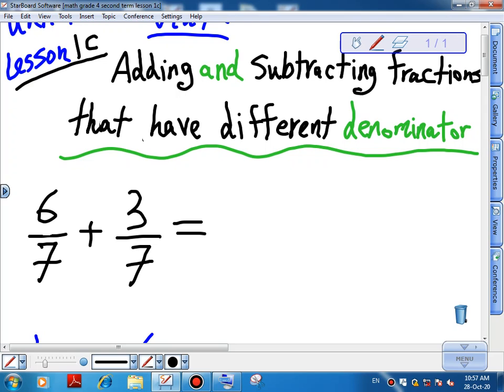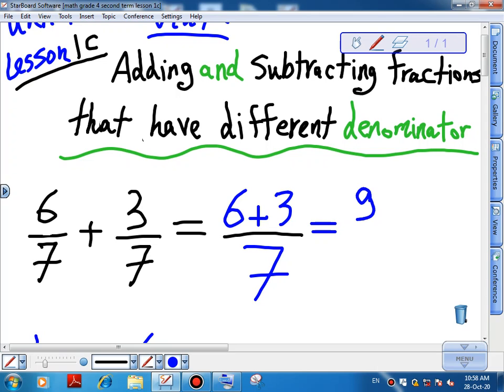Both of these fractions have the same denominator. We have 7, so the denominator does not change in the result. And the numerator is 6 plus 3, which equals 9. It will be 9 over 7. So we add both of these fractions that have the same denominator, 7 and 7. Okay, it's 9 over 7 in the simplest form.